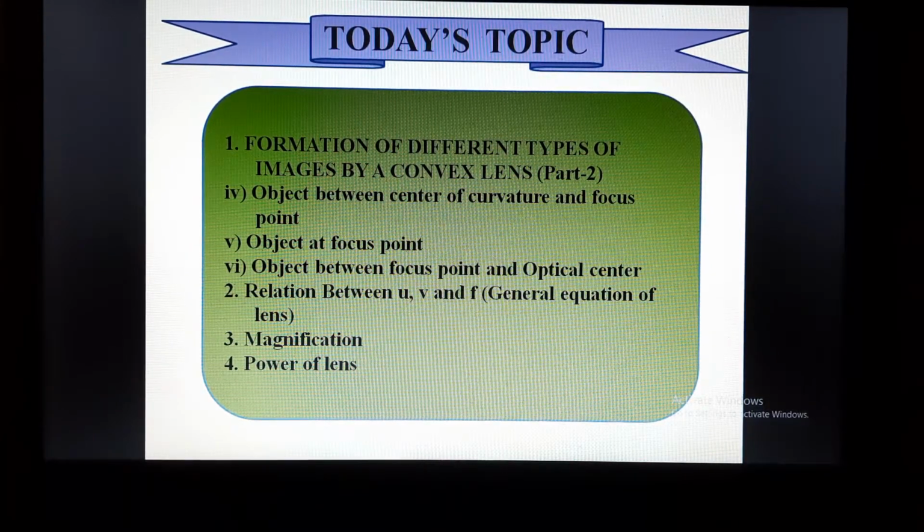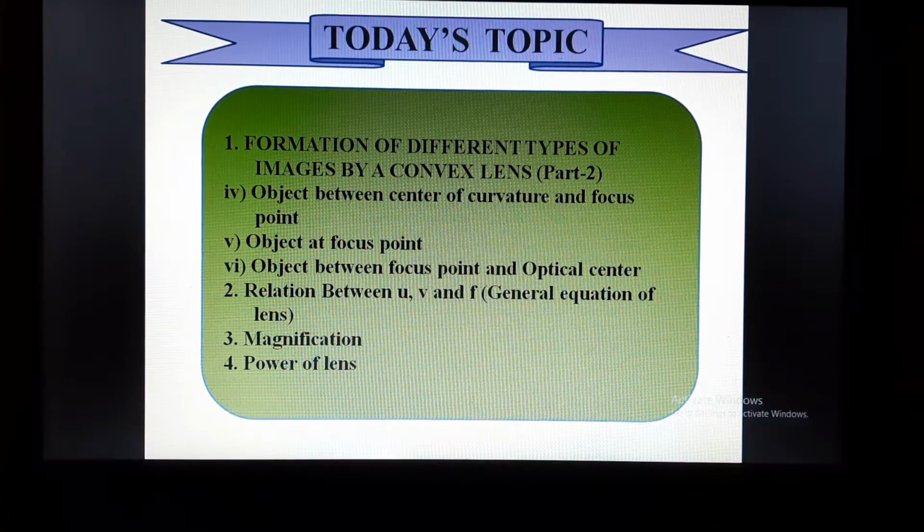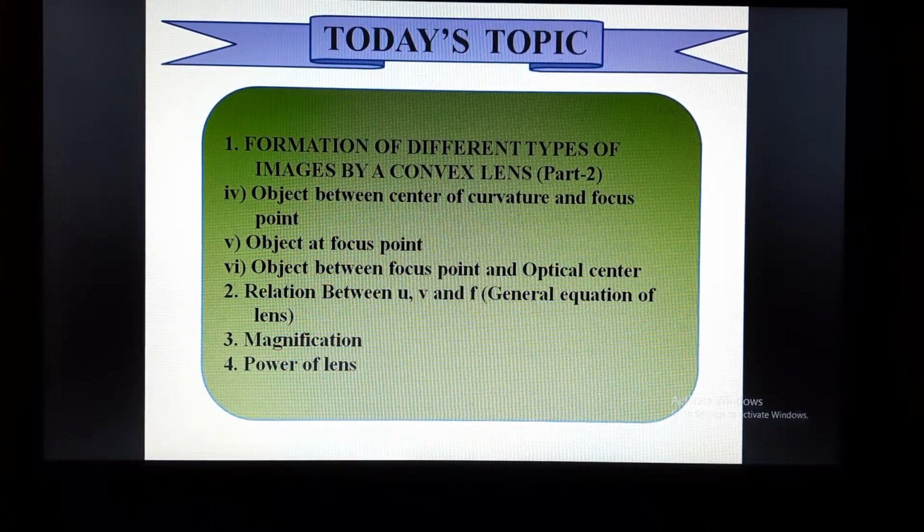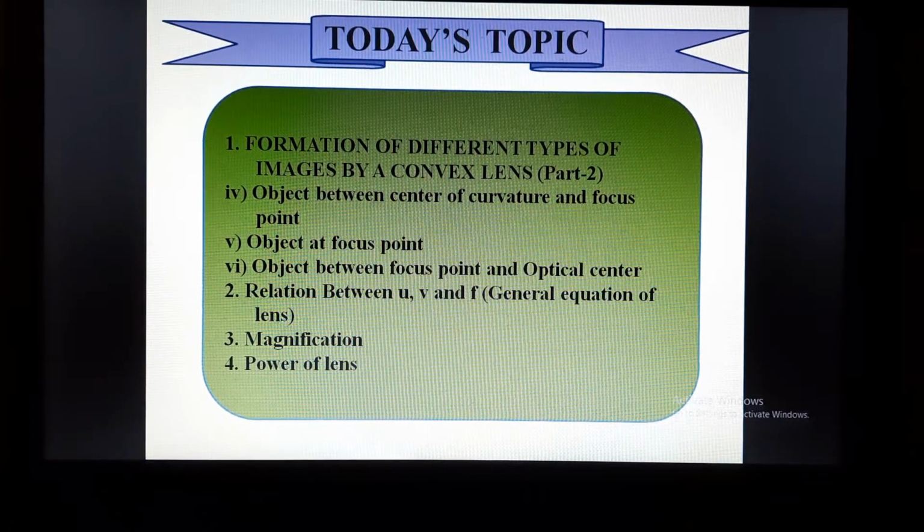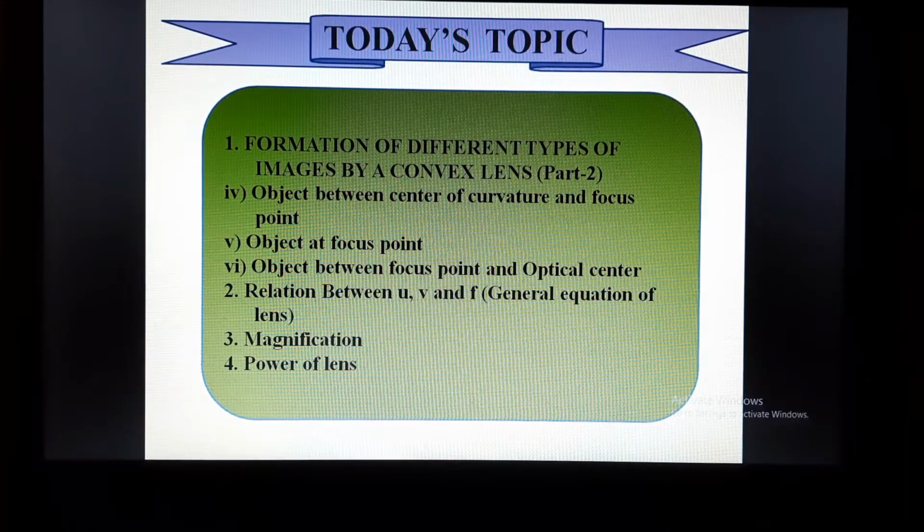Another topic is the relation between u, v and f, which is generally known as the general equation of lens. Another topic is magnification, and then we will also discuss power of lens. Okay, so let's discuss these topics step by step.